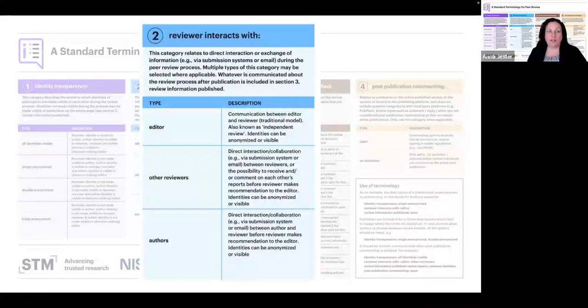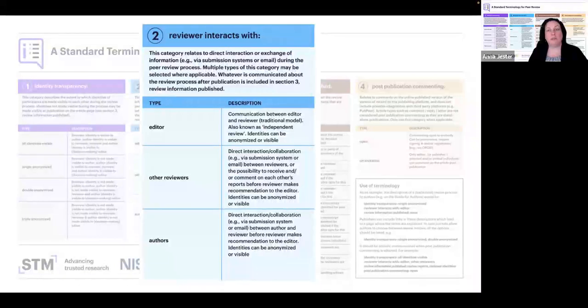The next pillar is, who does the reviewer interact with? So historically, it would be pretty common for reviewers not to know even who each other were. If you can imagine, years ago, people would actually mail manuscripts out for peer review to peer reviewers who would then do the peer review. They would mail it back to the editor, who would see everything, and so on.